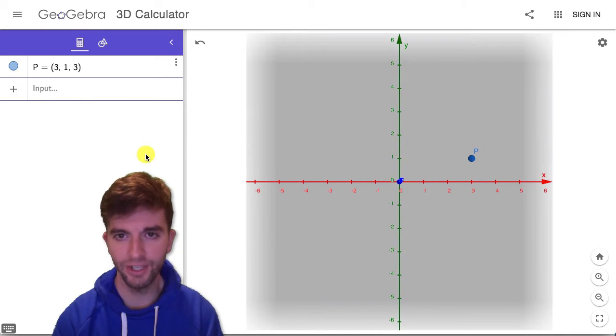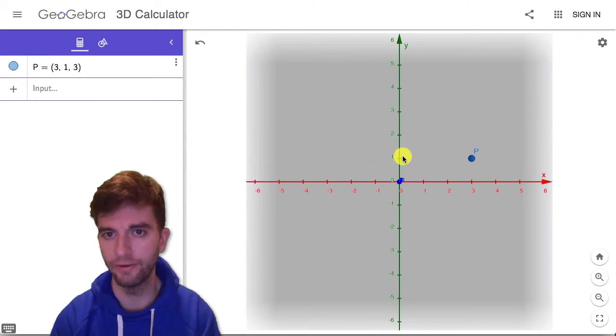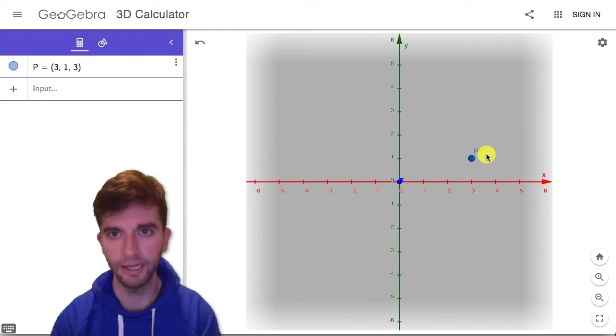Up until now, whenever we've done any of our algebra using a Cartesian grid, we've had points or vectors that only have an x and a y component. If we look at this point here, it looks like it has an x component of 3 and a y component of 1. So this looks like the point (3, 1).